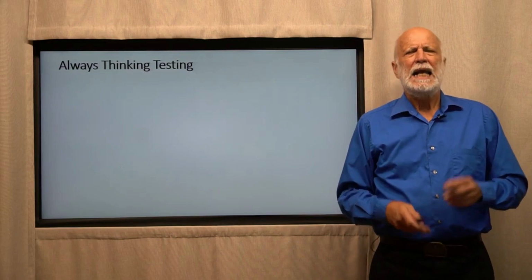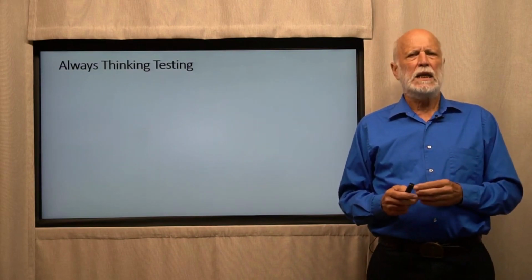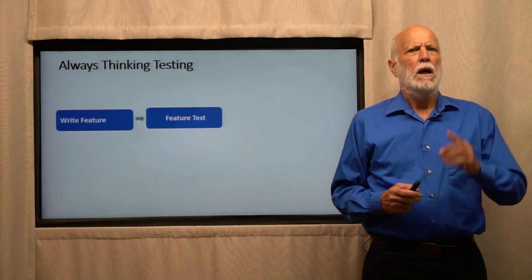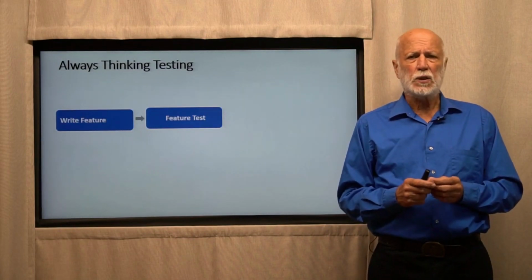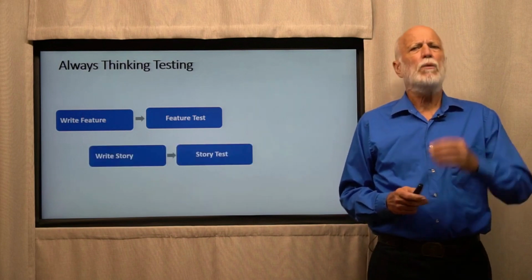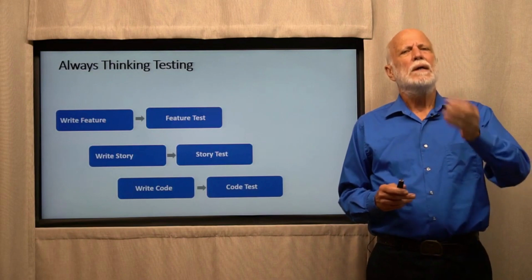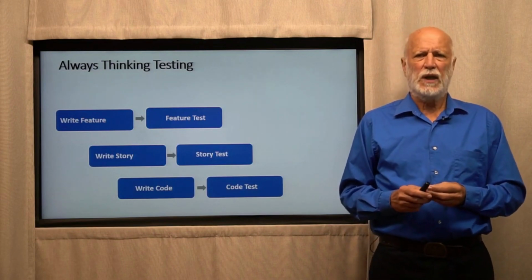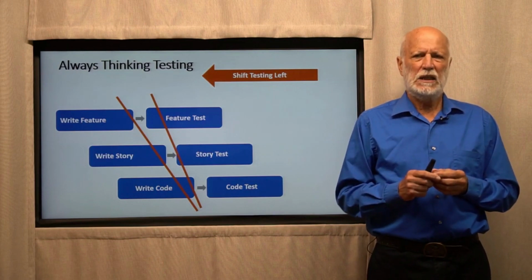Now, in test first, what are we all doing? We're always thinking about testing. We write a feature, we create the test for that feature. We write a story, we create a test for that story. We write the code, and we create a test for that code. And we're shifting that testing left.